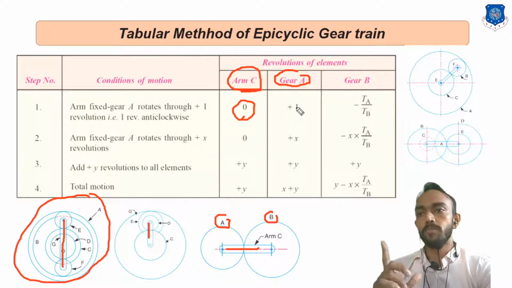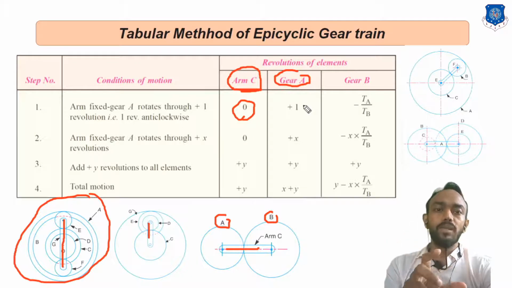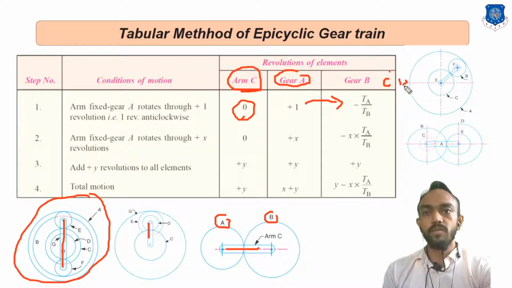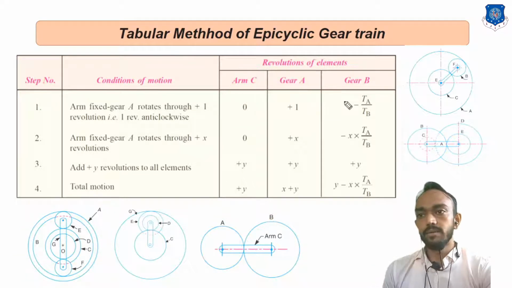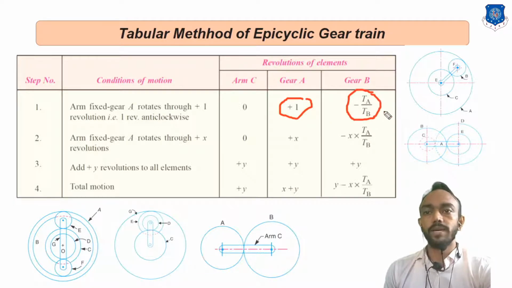And if you give plus one revolution to one gear, what will happen? All other gears will rotate, and the relation we will find by this ratio. So all other gears C, D will be in the next columns. So choose any one gear and give plus one revolution, and according to that all gears will move some amount, and this relation we will find.